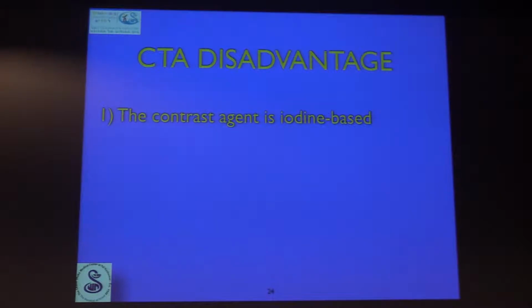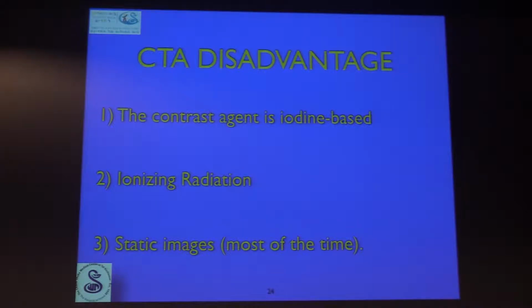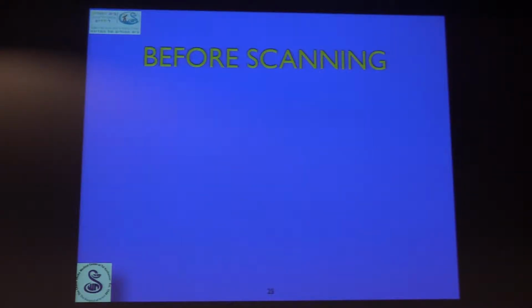So what are the disadvantages of CT angio? The contrast agent is iodine-based, and this is very important in patients with renal dysfunction and high creatinine level. New machines allowed us to reduce the contrast dose and still get the same quality. Ionizing radiation: in the last 10 years, there has been a tremendous drop in the level of radiation. Today, with new machines, we are able to get high-quality images with a radiation dose of 0.18 millisievert, and I will talk about this later. Static images most of the time, and I will refer to that also at the end.